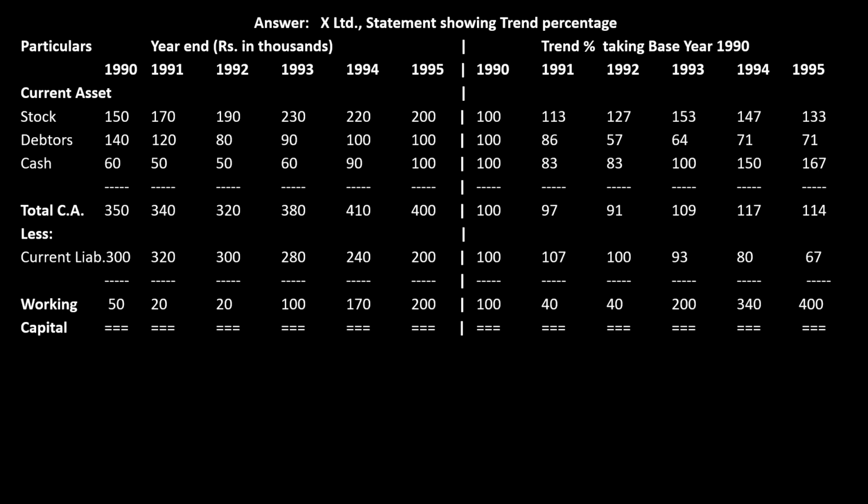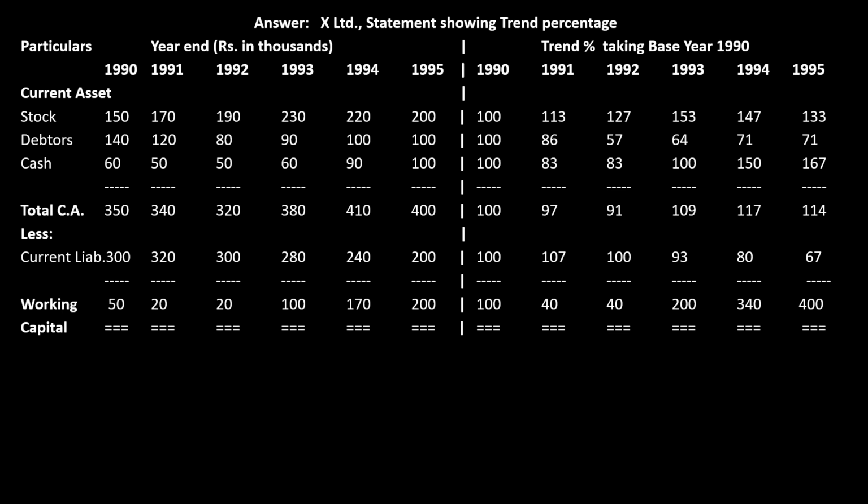I've taken the current asset separately, then current liability separately. The current asset minus current liability will give me what is called working capital. When I minus the current liability from current asset, I'll get working capital. Is it clear? Working capital formula is nothing but current asset minus current liability. That is what is given here.